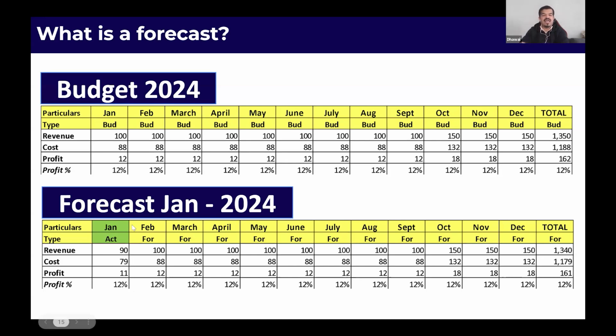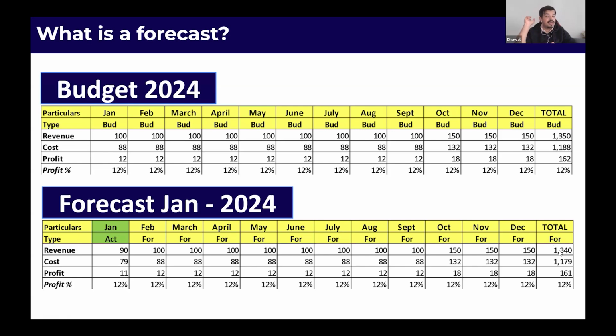At the end of January, now what I'll do is I will recheck my assumptions. I will see if February to December are the same as that of the budget or not. If not, then I can make those changes and publish my January forecast. On this occasion, it is the same as that of the budget. So that's why the numbers are kept the same. So in this case, my forecasted number is 1.34 million.